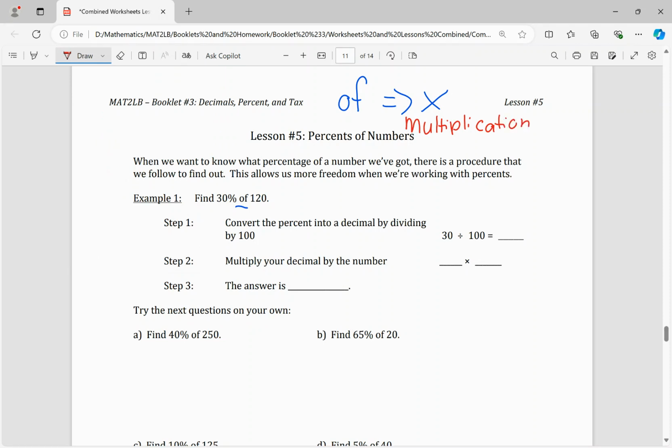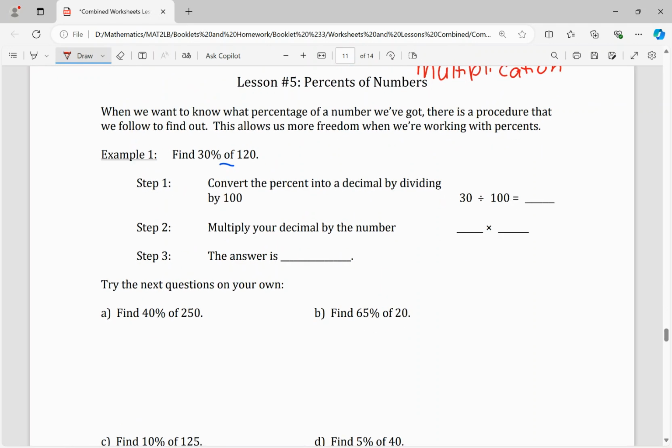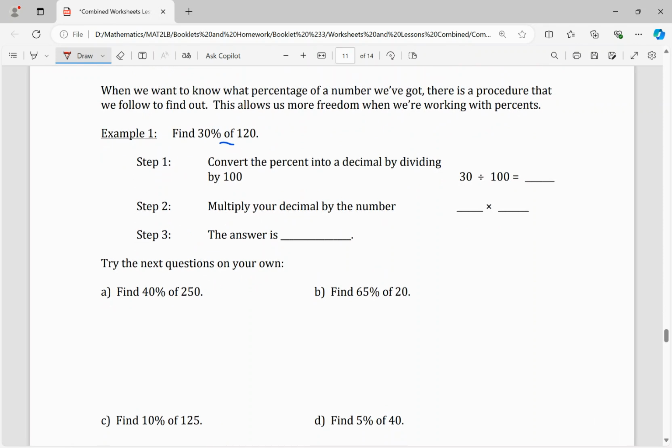So, lesson 5, percent of numbers. When we want to know what percentage of a number we've got, there is a procedure that we will follow to find out. This allows us more freedom when we're working with percents. So, example 1, find 30% of 120. Now, the first step, and I did mention this a couple of times in the past, is that whenever performing mathematics with percents, they need to be in decimal form.